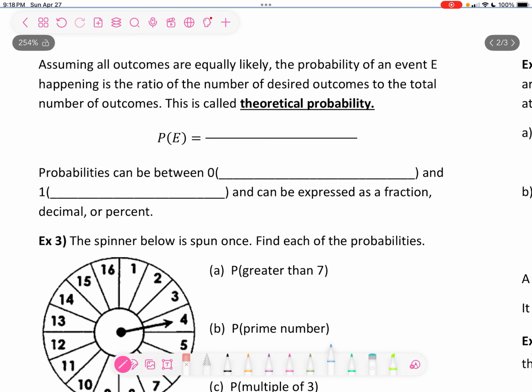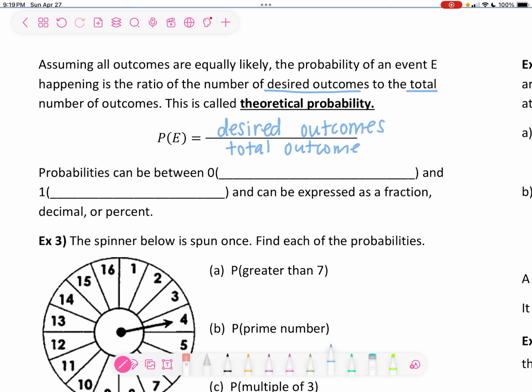On the next page, assuming all outcomes are equally likely, the probability of an event E happening is the ratio of the number of desired outcomes to the total number of outcomes. This is called theoretical probability. So assuming all outcomes are equally likely, which is an assumption we have to make when it comes to probability, the probability of an event E, so P parentheses E, is the desired outcomes, like, say you want to know, okay, what's the likelihood I roll the number 1, over the total number of outcomes for that situation or for that event. Okay?